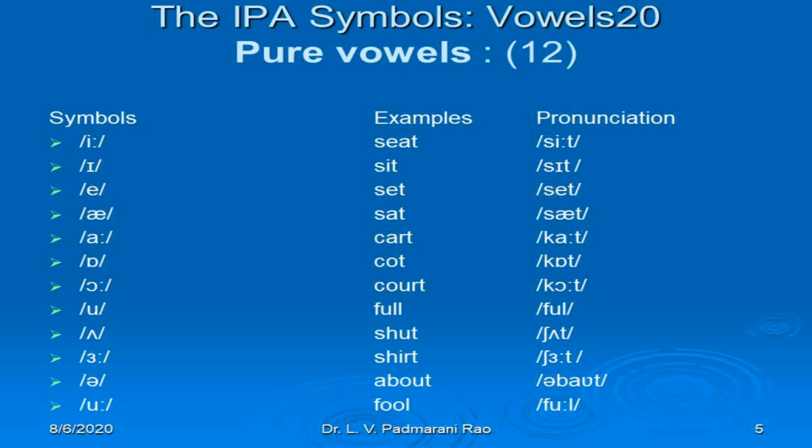And the last of the pure vowels is u. We did it with the short one. Now you have a longer version, as in F-O-O-L, fool. Fool. That's right. If you count them, these are 12 in number and all these are the pure vowels in English. Practice them.